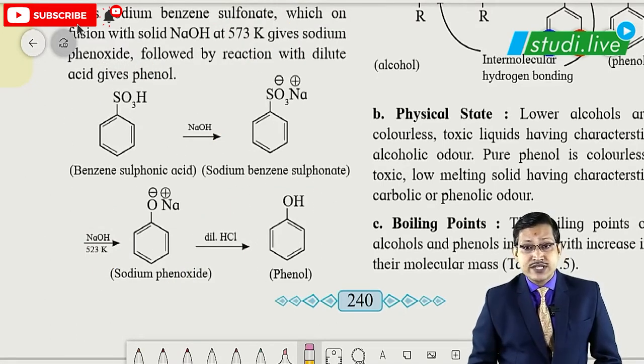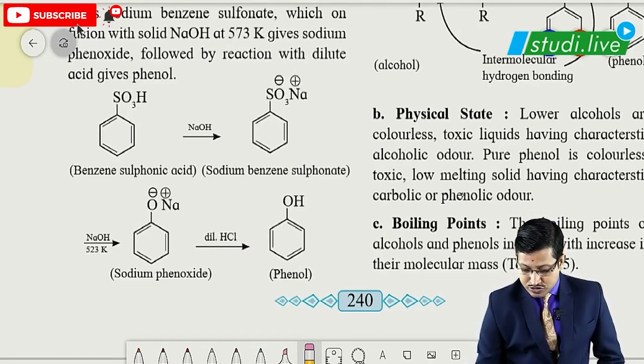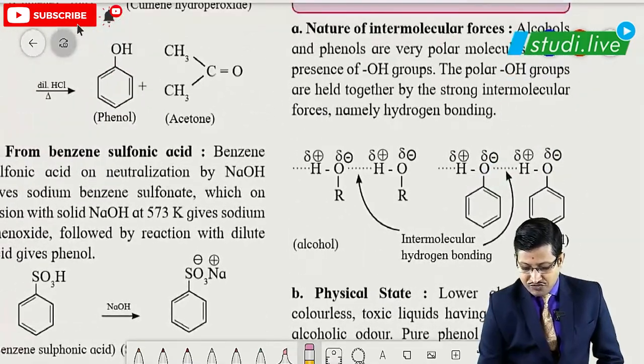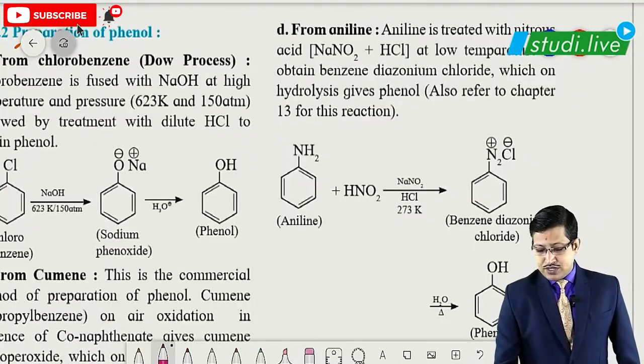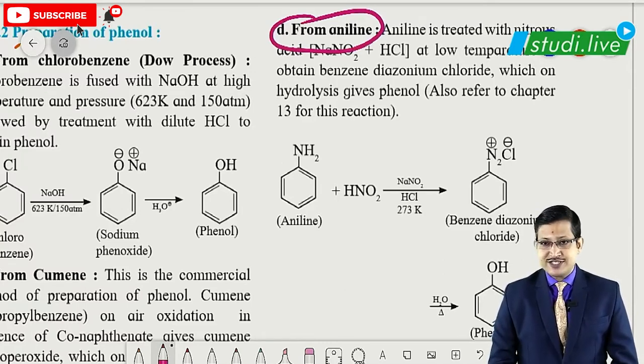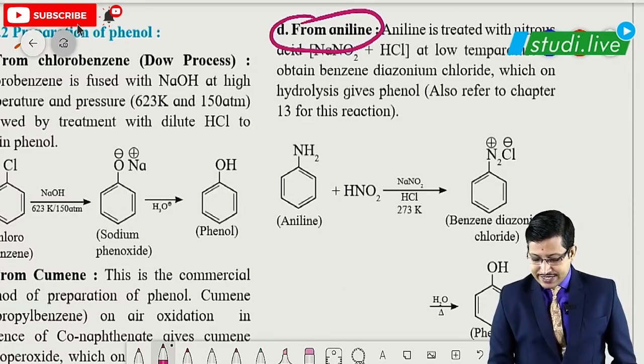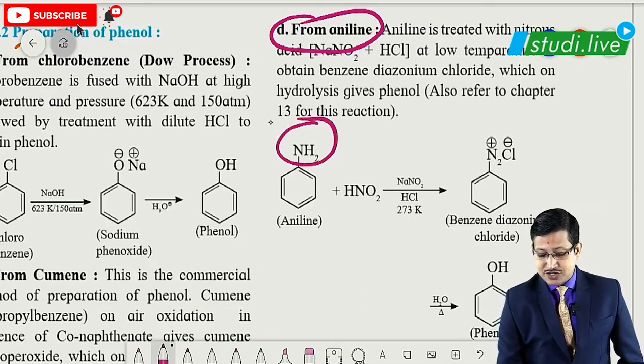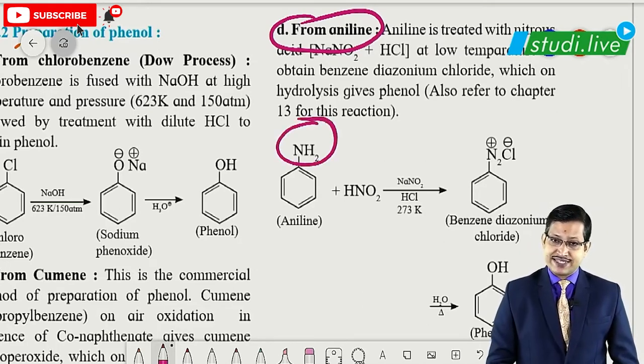So when it undergoes acid hydrolysis, that will result in the formation of phenols. So this was your third method of preparation. The next reaction is from aniline. Now this is the fourth method of preparation of phenols, that is from aniline. Now what is aniline? Yes, a benzene ring attached to NH2 is called aniline.